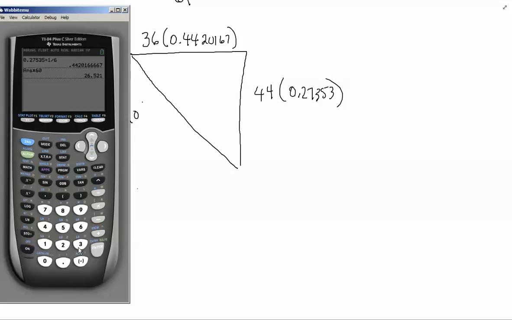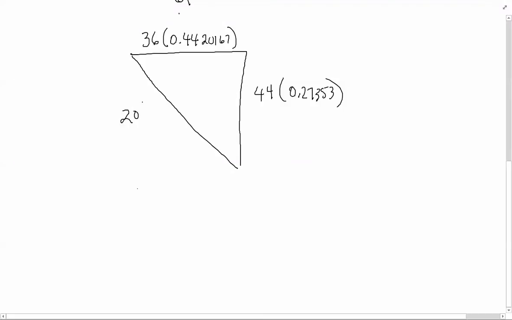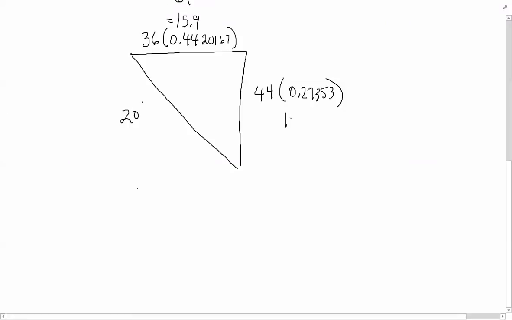So I take 36 times 0.442016, and that gives me 15.9. So I'm just going to record this. 15.9 is my displacement here. And then we take 44 kilometers an hour times 0.27353, or is it 5? Yeah. And this is 12.